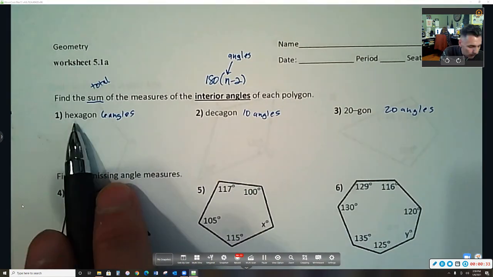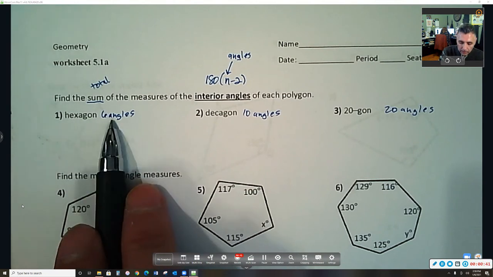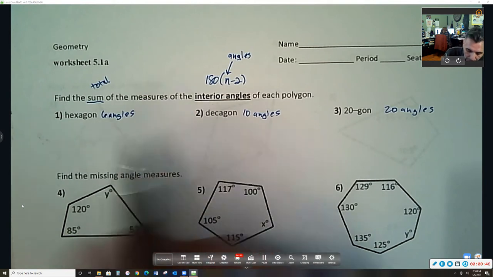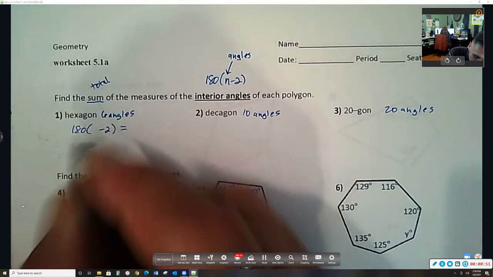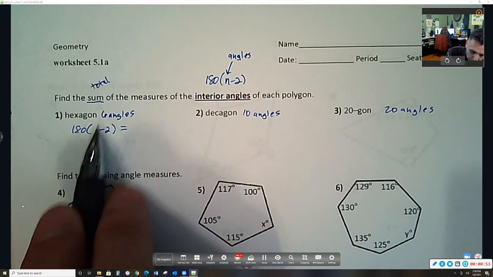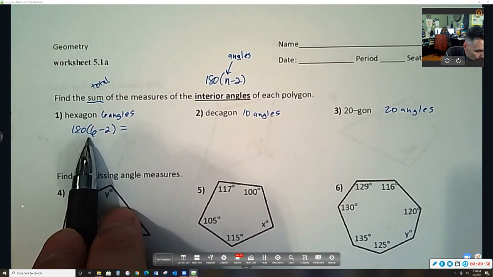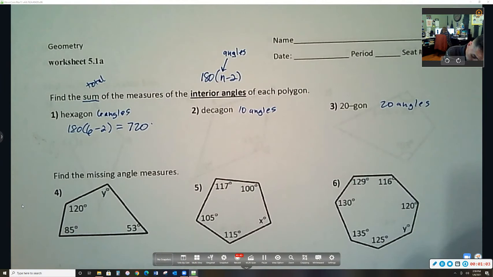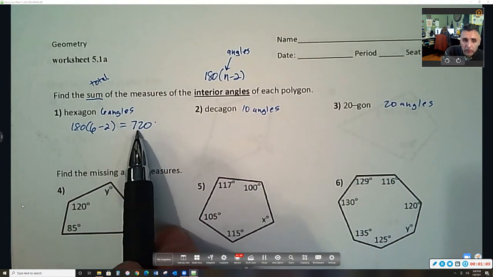And remember on that table that I gave you guys that I asked you to print or write down in your notes, that lets us know that a hexagon has 6 angles. So if I want to find the sum of the measures of the interior angles of a hexagon, I take the 180, n minus 2, and instead of n, I put in how many angles the polygon has, which is 6. And then just type this into the calculator, and you get 720. So for a hexagon, the 6 angles add up to 720.